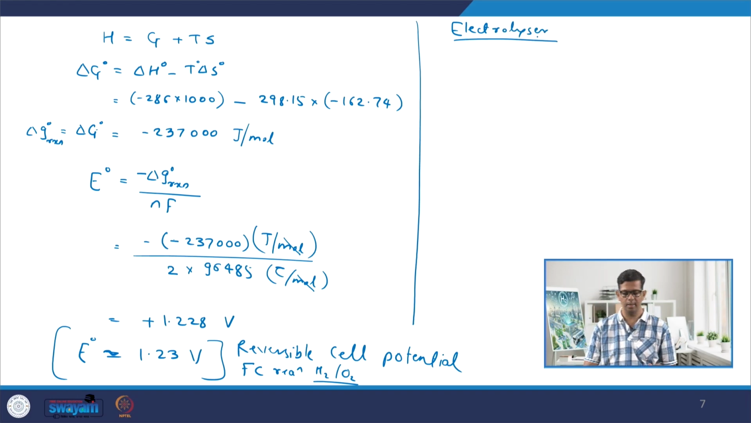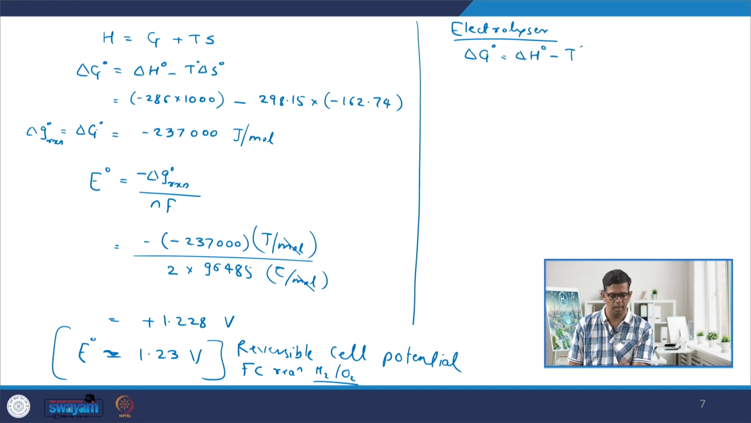In case of electrolyzers, this delta G naught is nothing but delta H naught minus T naught delta S naught. So the same equation I have used here. However, this enthalpy change, as we know from our previous studies, is plus 286,000 joules per mole, and why plus? Because it is an energy intensive process.